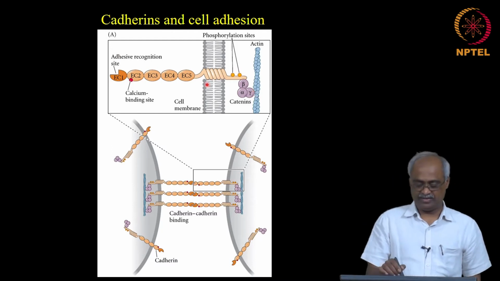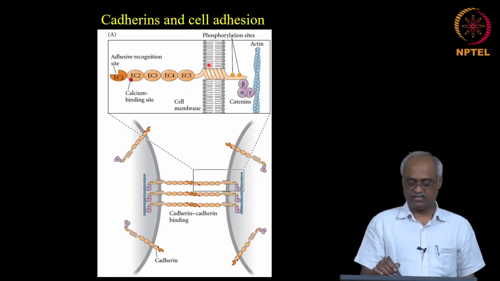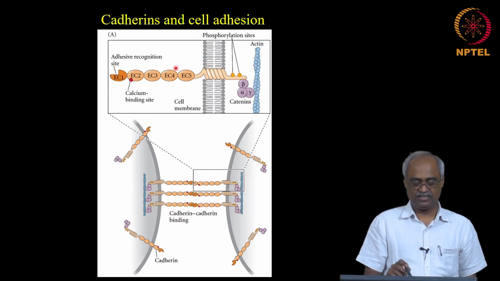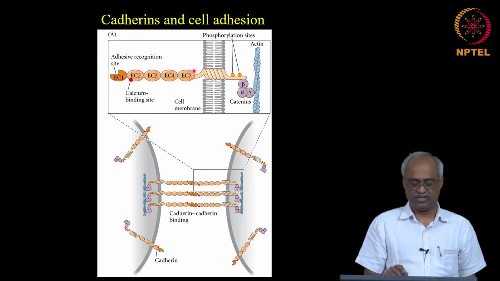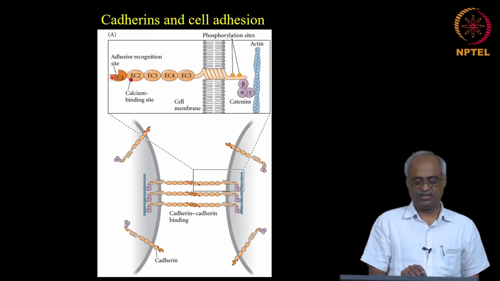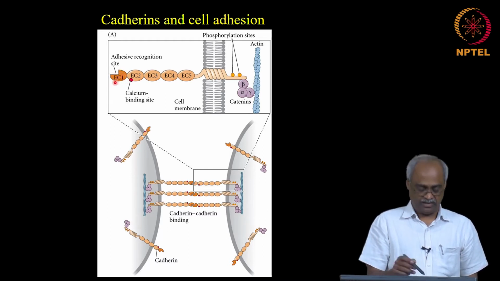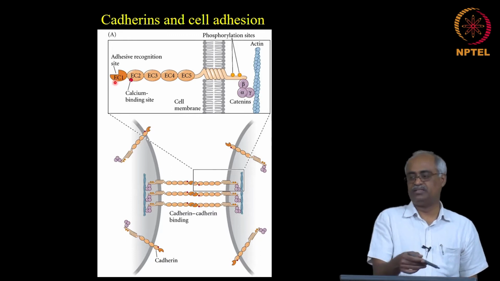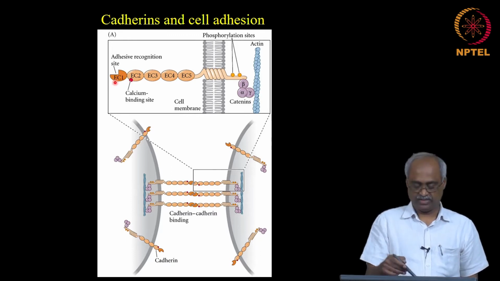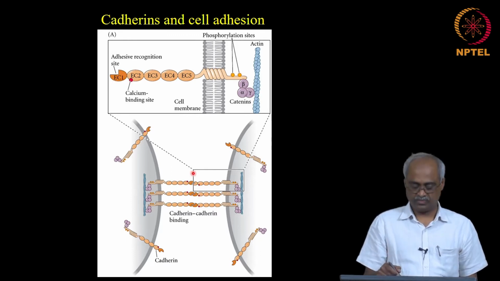So, they are embedded in the membrane, so they are transmembrane proteins. Outside you have multiple distinct domains that bind calcium. So, these are the calcium binding domains. In this particular one you have 5 domains, and the very end of it has the perfect shape for interacting with another cadherin molecule from an adjacent cell, for example, okay, as shown in the lower picture.